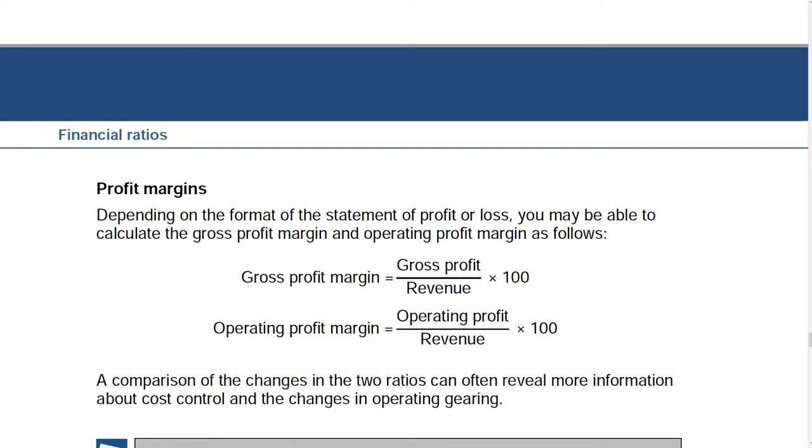If it's the other way around, gross profit margin increasing by 2% but operating profit margin increasing by 5%, that means you have very good control of your cost. But generally, the better sign is that both are increasing. If it's declining, then it's not a good sign. That means your profitability is being hampered.